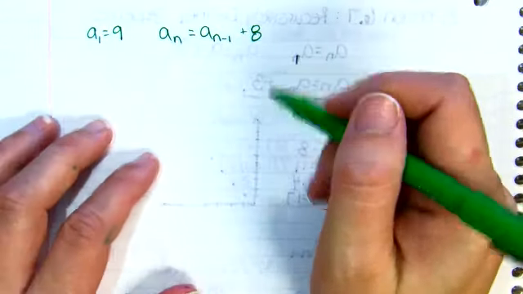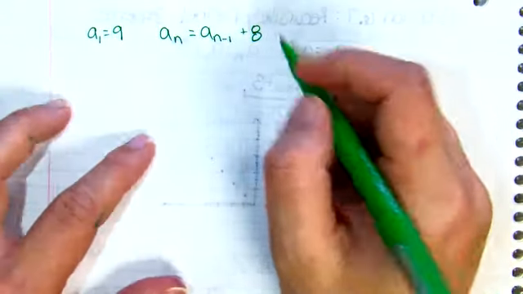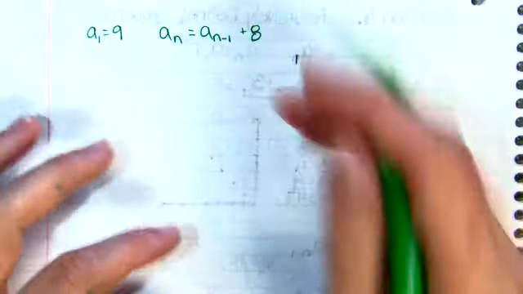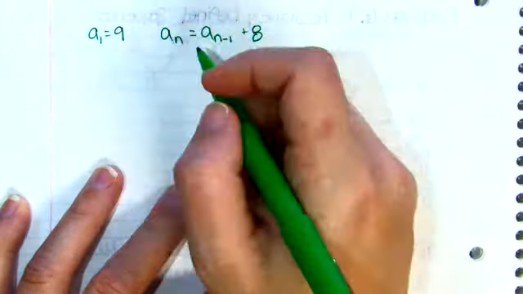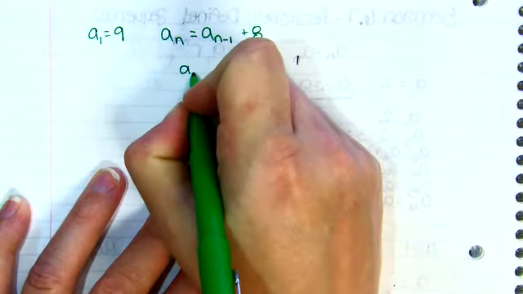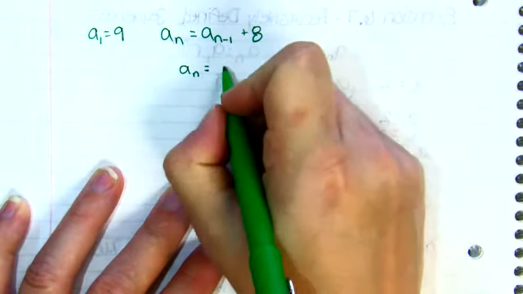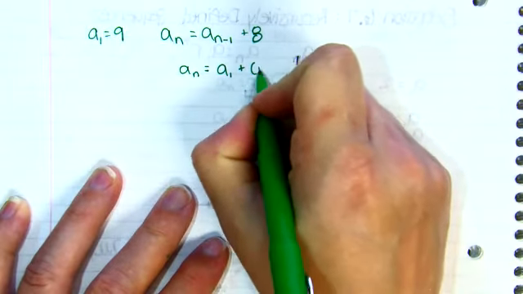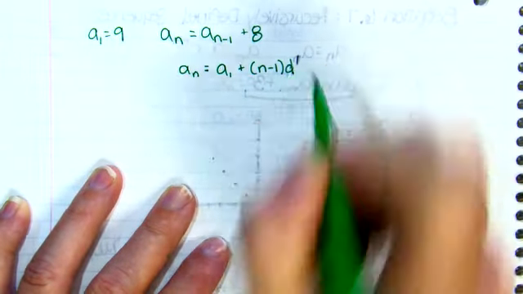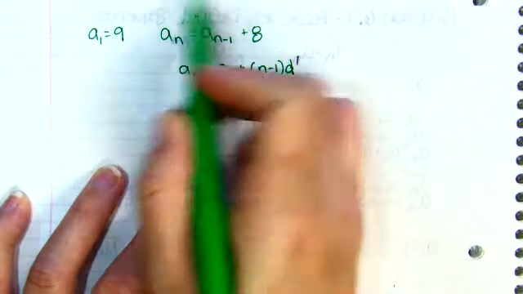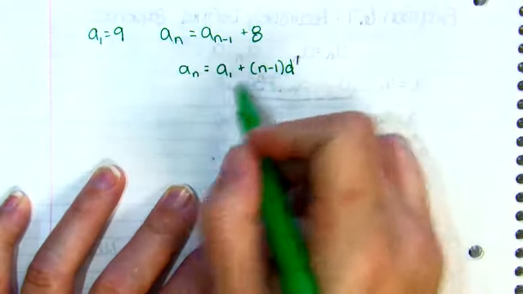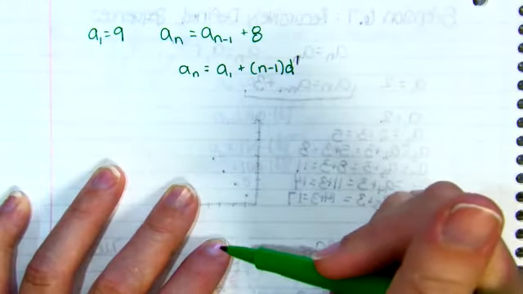what I would do here is I would remember what my explicit rule is for an arithmetic sequence. And that's a sub n equals a sub 1 plus n minus 1 times my common difference. And I can use the information given here to put into this, simplify it, and then I'll have an explicit rule as well.